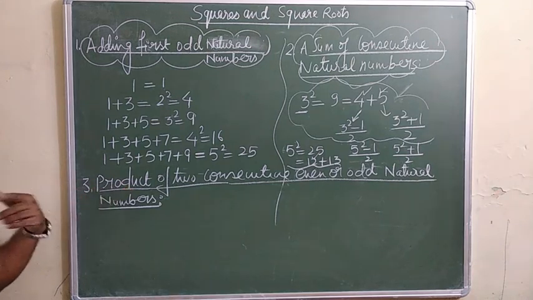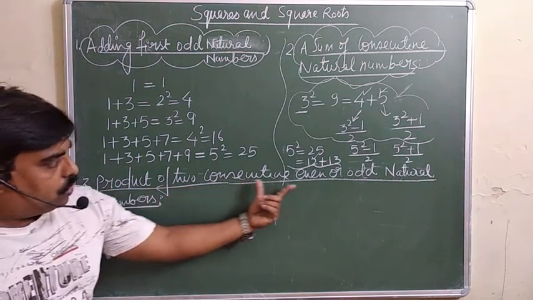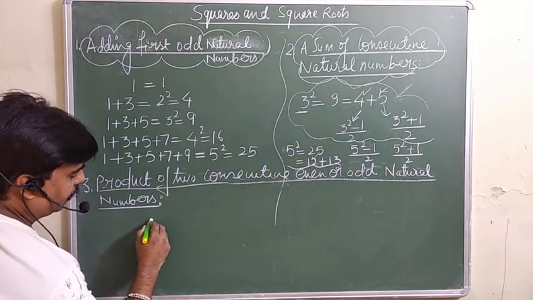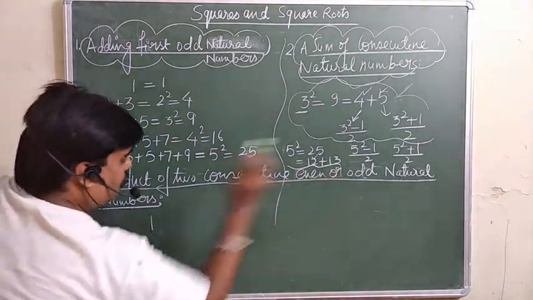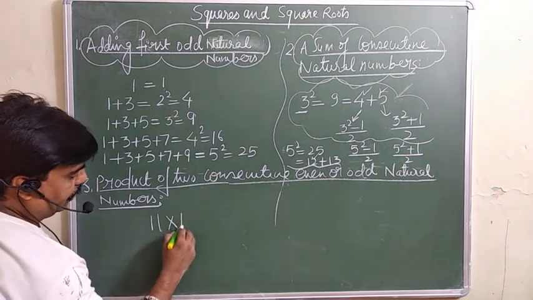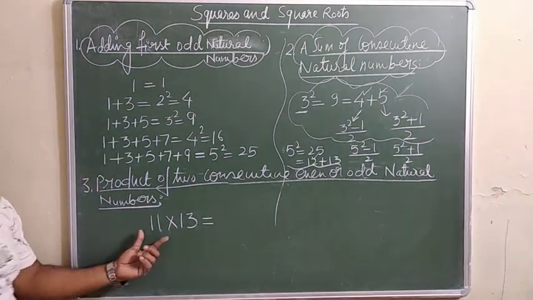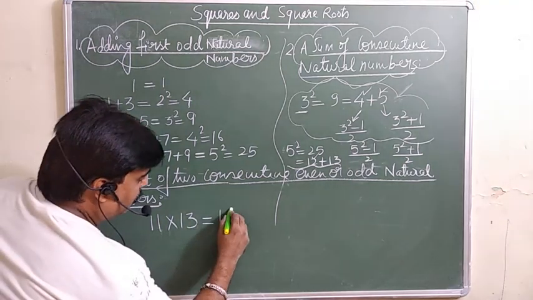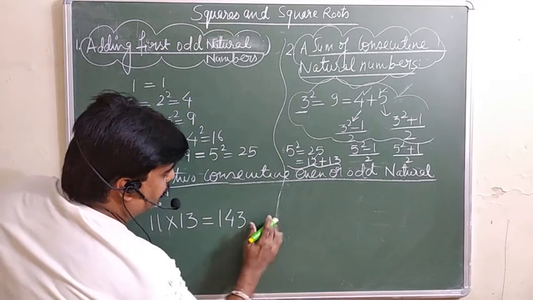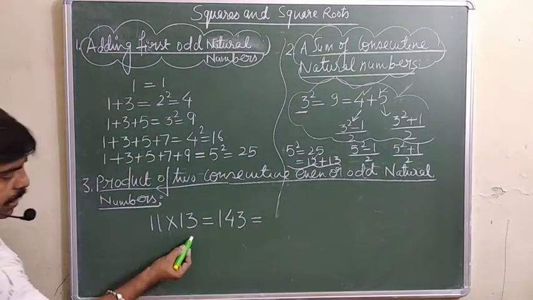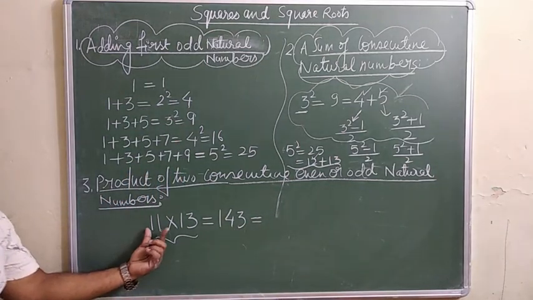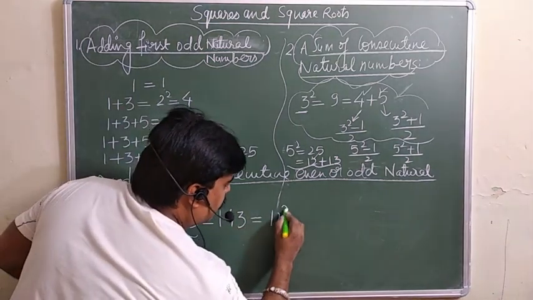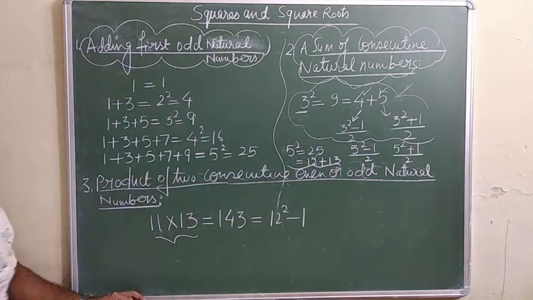Similarly, the third case is the product of two consecutive even or odd natural numbers. Two numbers we are taking. For example, I am taking two odd numbers, 11 into 13. You will do the product as usual. If I take the product, what will come? 143 it will be. But we can get it from the number between these two numbers, 11 and 13, which is 12. Do the square of 12 and subtract 1, you will get this number.